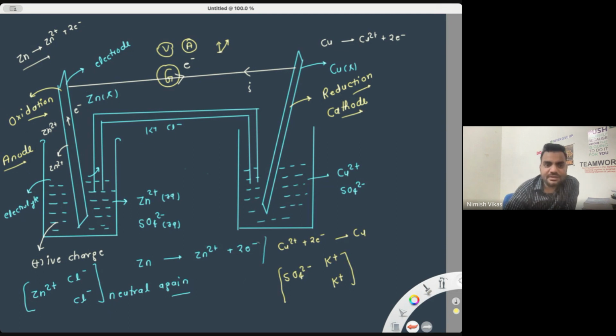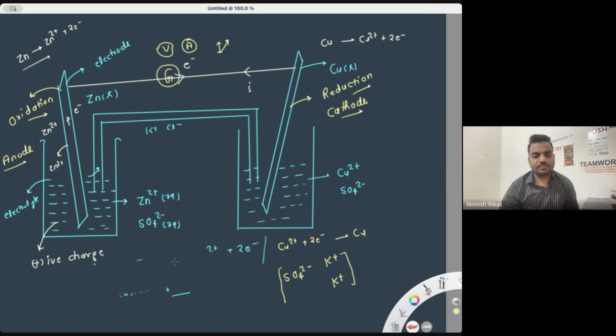In fact, anode this time is negatively charged. How anode is negatively charged? I will explain you. But before that, if you have any query, please ask me. Okay, I hope you understood. So I will explain you how the anode is negatively charged this time. Please take the screenshot or keep on taking notes.